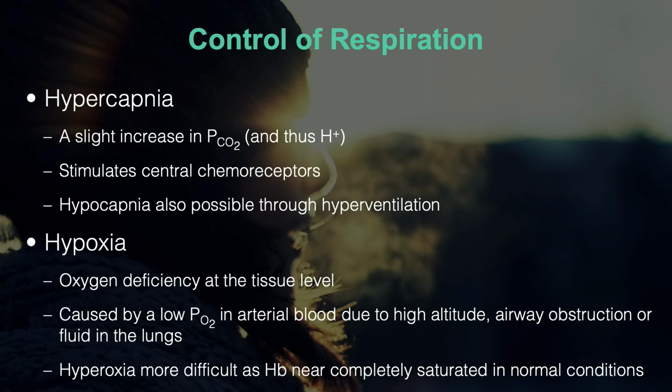Hyperoxia, on the other hand, is really hard to initiate, to instigate. Because hemoglobin is near fully saturated under normal conditions. Hyperoxia would mean higher PO2 than normal, and it's really hard to have a higher PO2 than normal. Simply because hemoglobin is so good at binding oxygen. That said, you can squeeze out a couple percent if you're a high-level athlete and really want to perform well. Hyperoxia can help you in that regard.